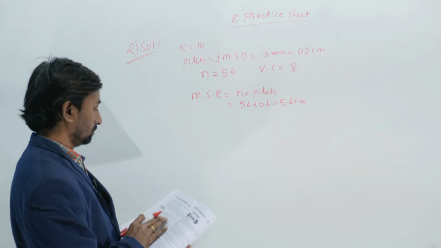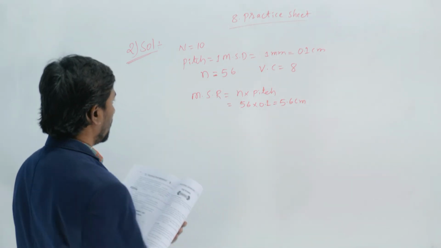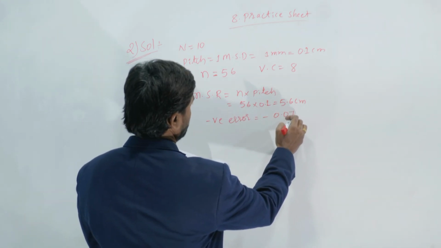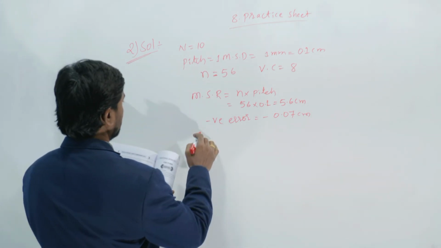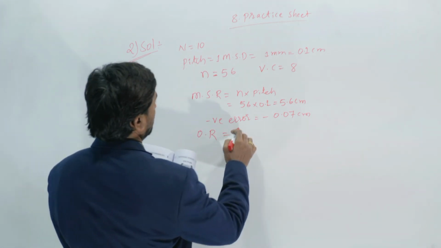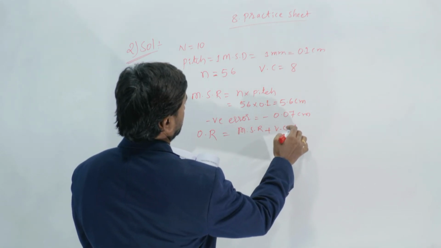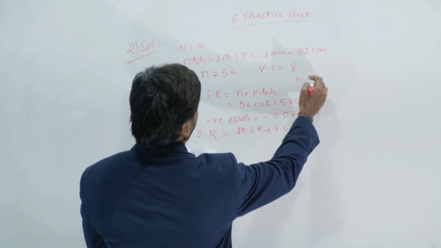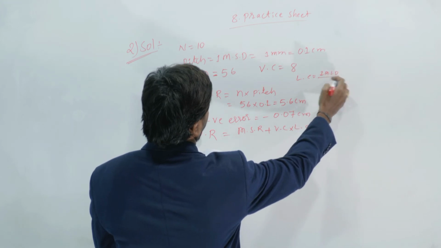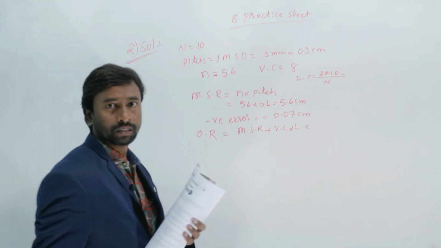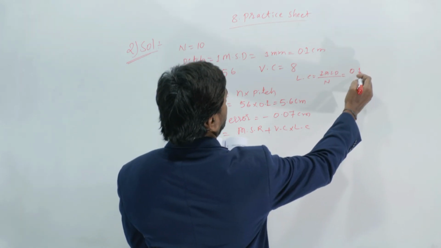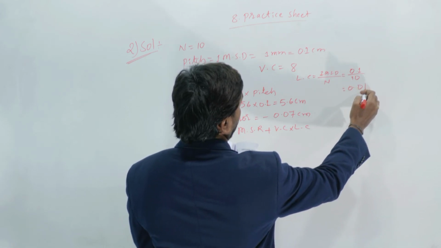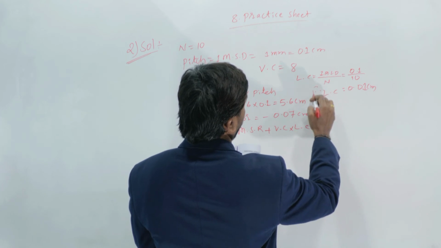Next, the Vernier coincidence is given, and it has a negative error of 0.07 centimeters. Then the observed reading we can write as MSR plus VC into least count. So how to find the least count? Least count is equal to 1 MSD, or the pitch, divided by the number of divisions on the Vernier scale. Here that is 0.1 centimeter divided by 10. So we get 0.01 centimeters. So this is the least count.